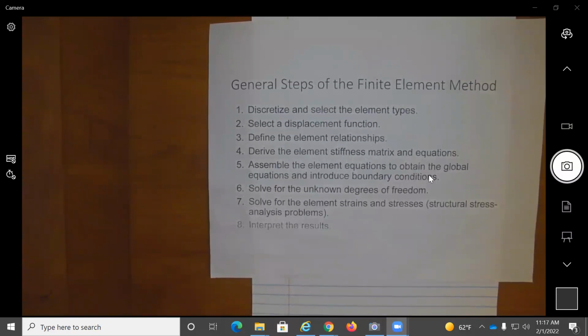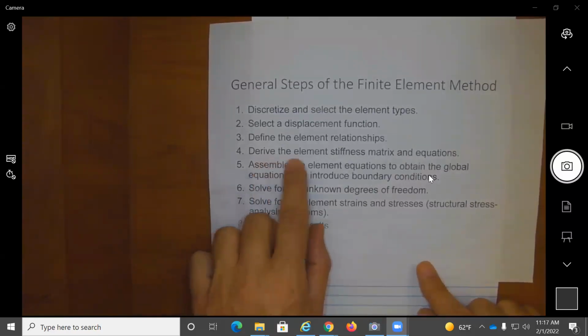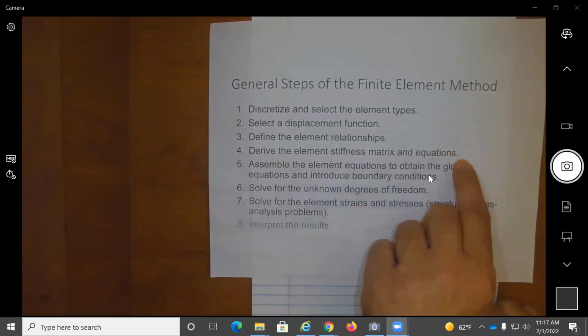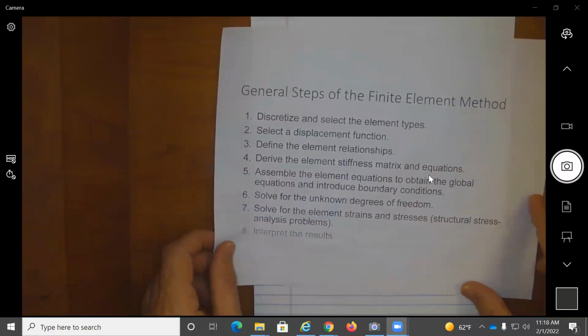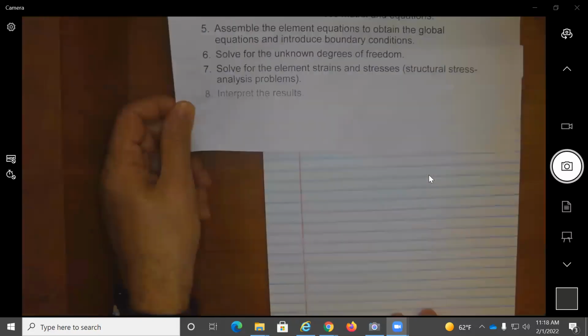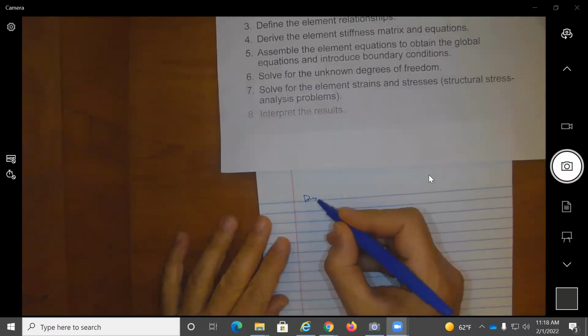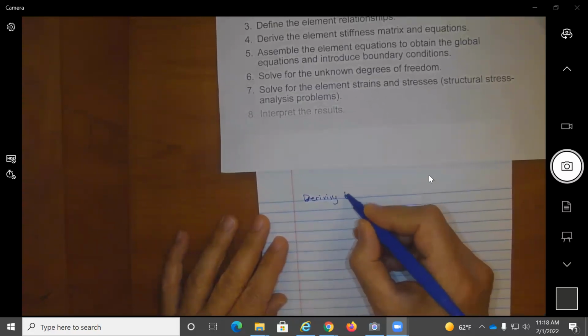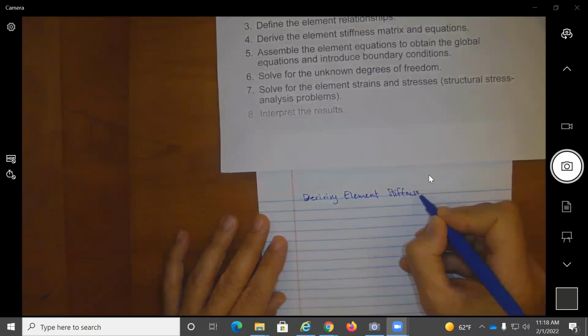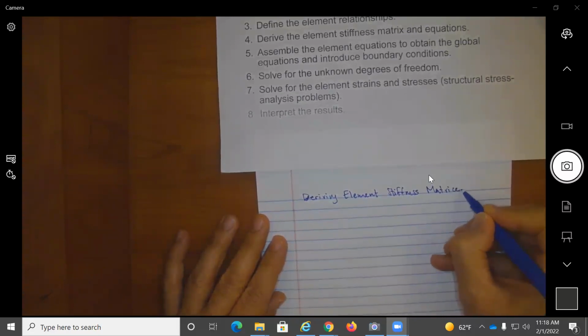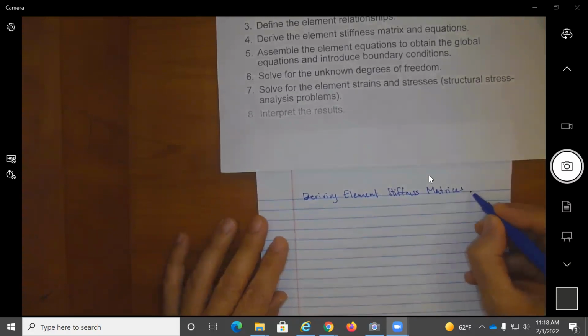The goal for today is to go back and revisit deriving the element stiffness matrix and equations, again for a spring element. But today we're going to use a different method. All right? So let me clarify here a bit. Deriving element stiffness matrices, of course, and equations.